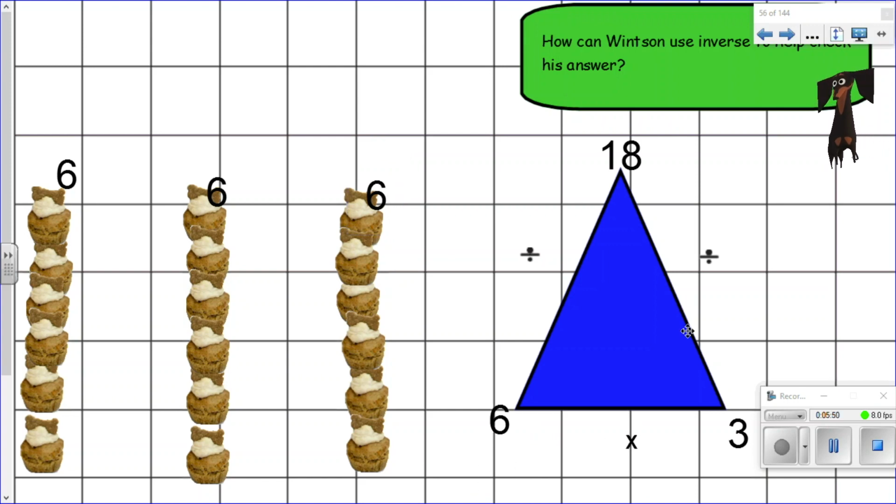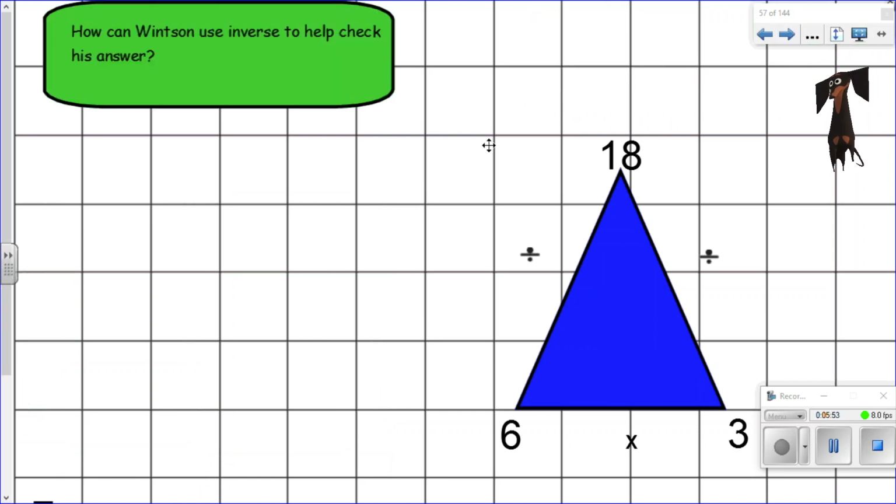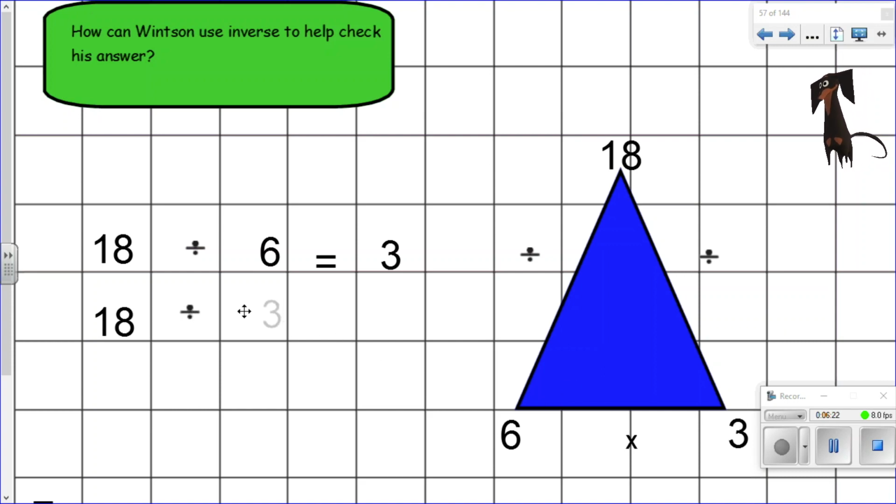Now let's see how we're going to write that out. So 18 divided by 6 equals 3. 18 divided by 3 equals 6.